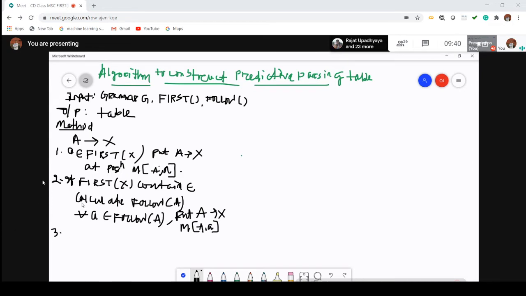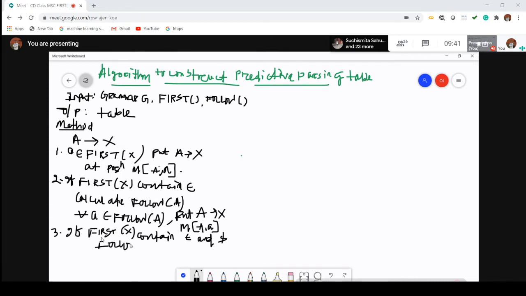Rule number 3 is almost the same as rule number 2, only one addition is there. If the first set of X contains both epsilon and dollar, so definitely you have to calculate the follow set. Definitely go for calculating the follow set.